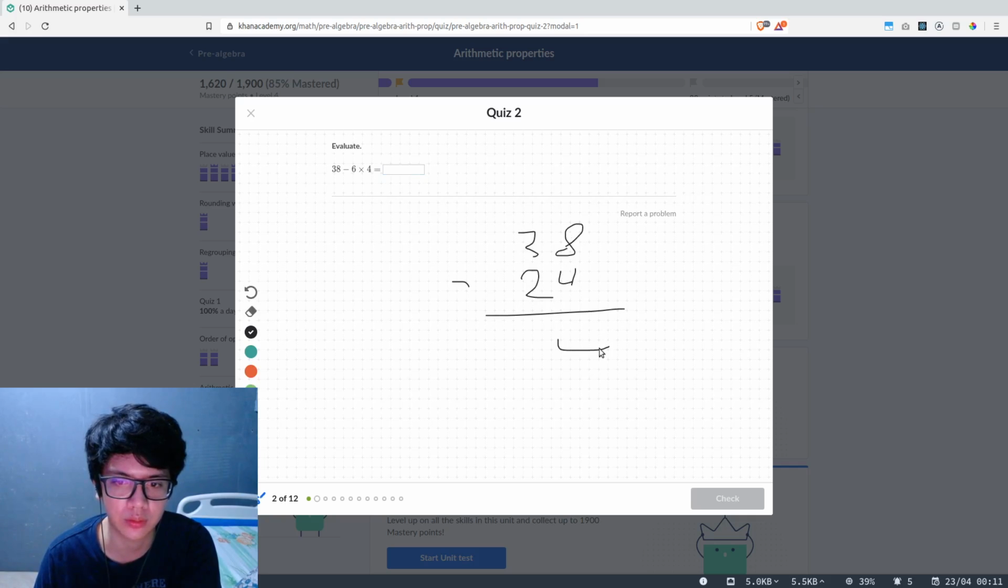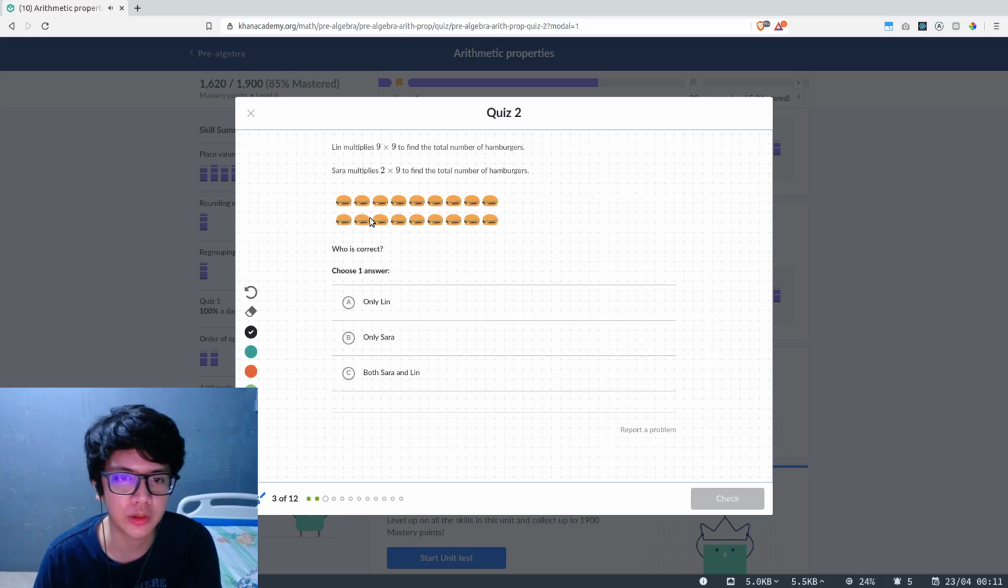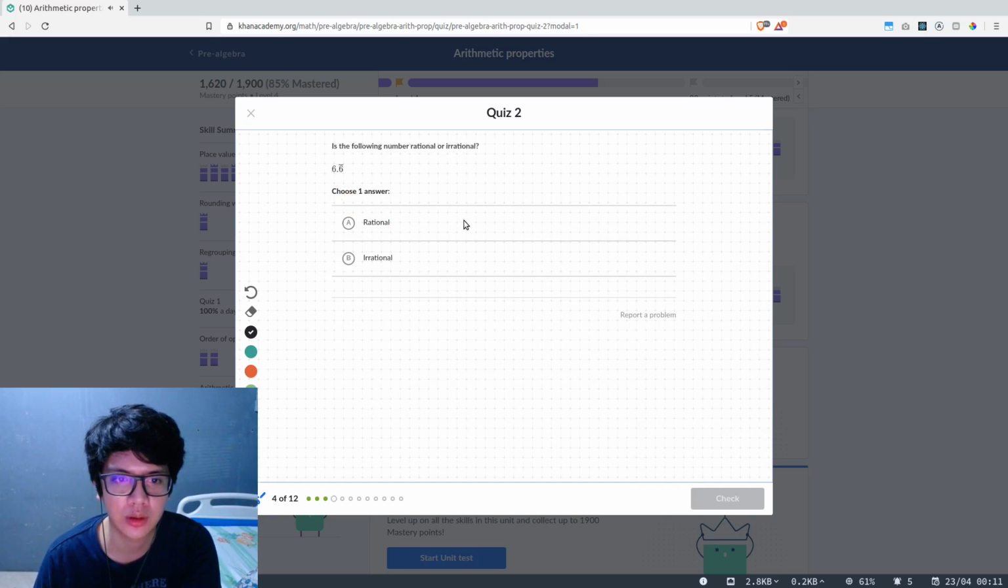438. Lead multiplies 9 and find them. Who's correct? I think Sarah is correct. It's not 9 times 9. I see the number, it's rational. Okay.